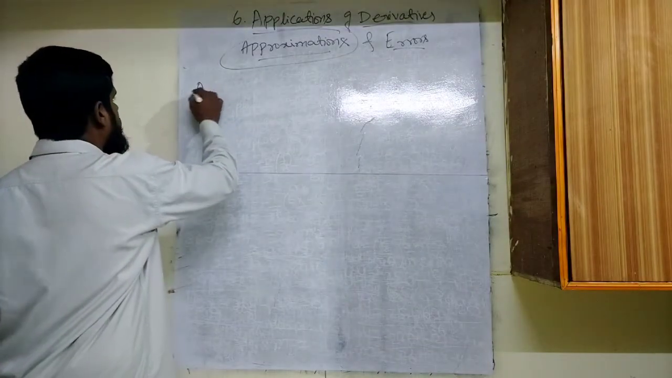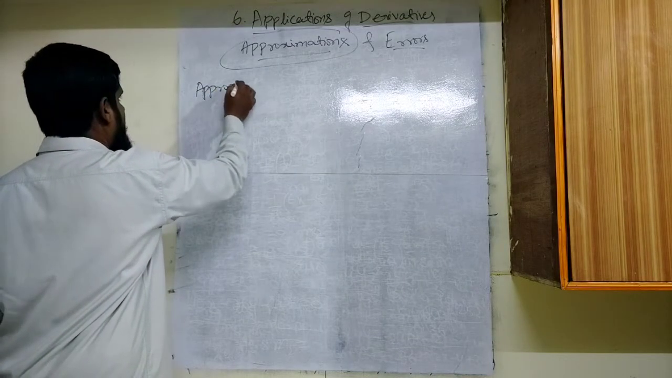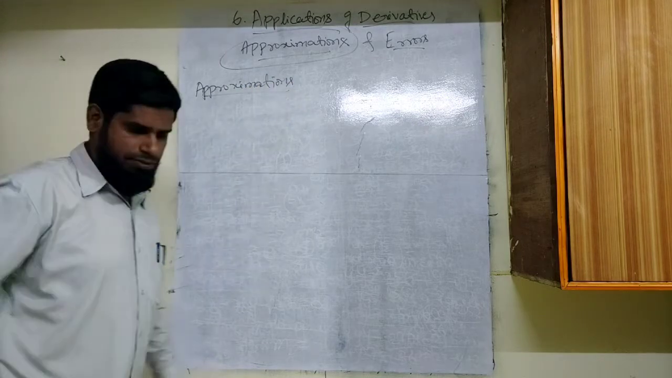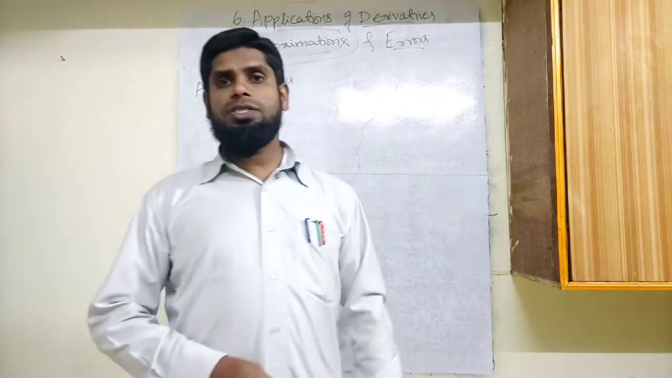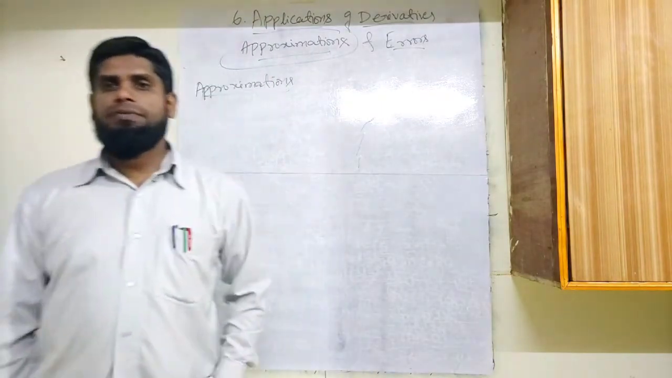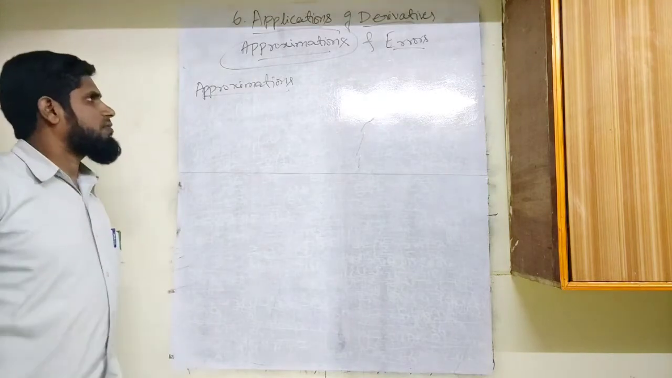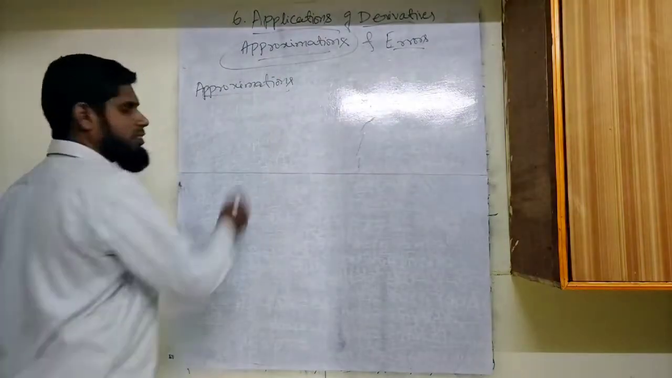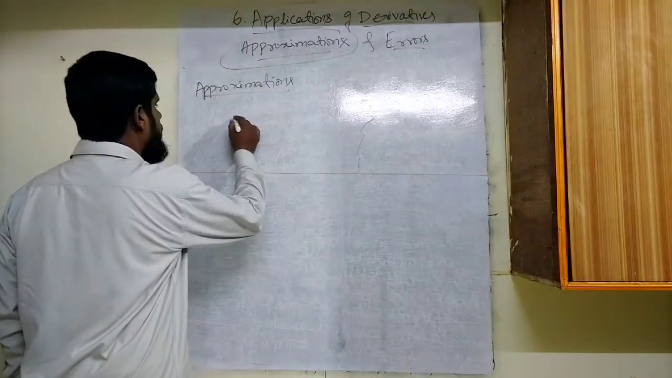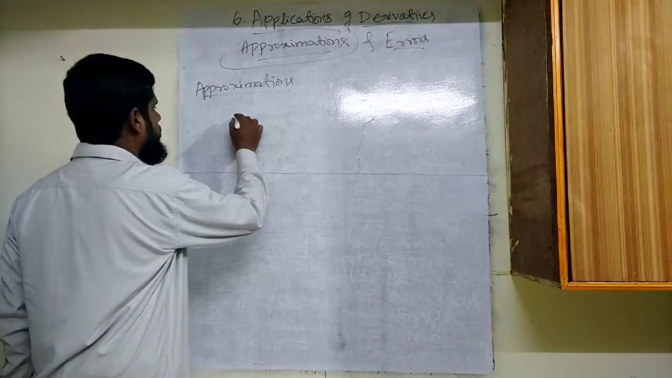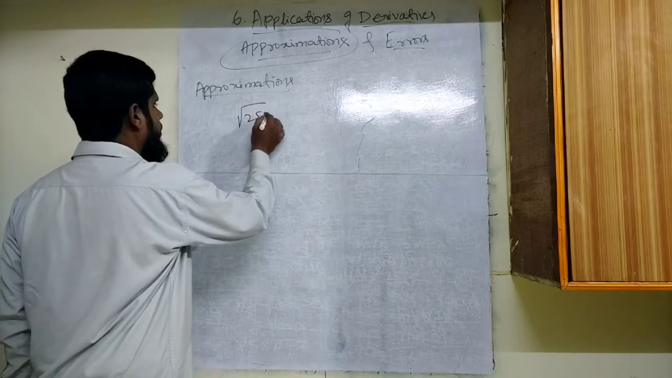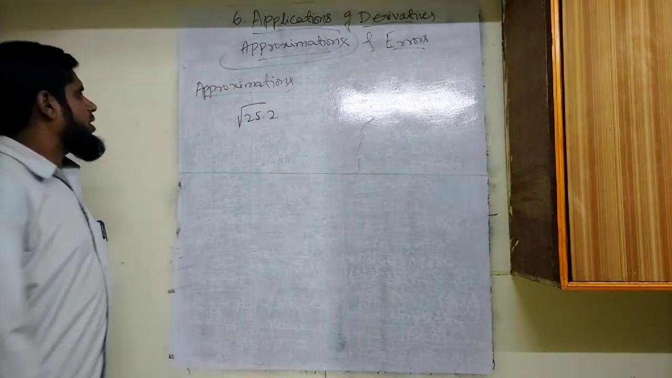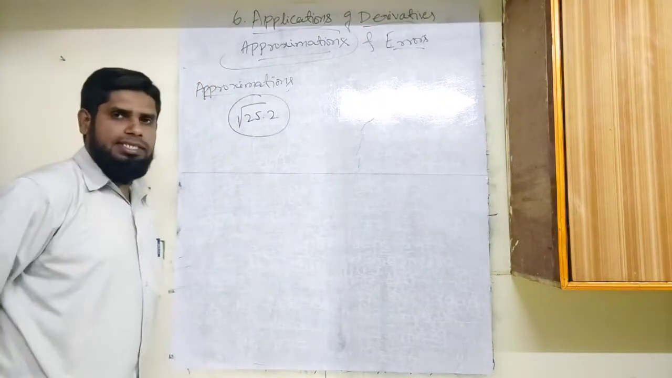The first is approximations. Approximations in the sense we will get a value. For example, if it gives a problem, find the approximate value of any quantity. Let us take square root of 25.2. Why do we call this an approximate value? Why not an exact value?